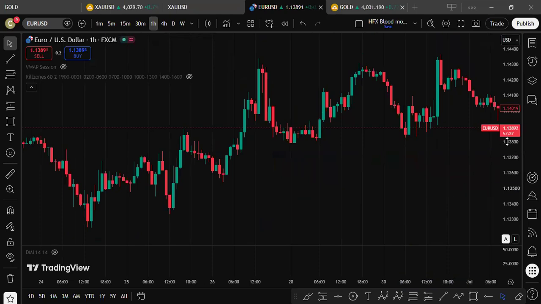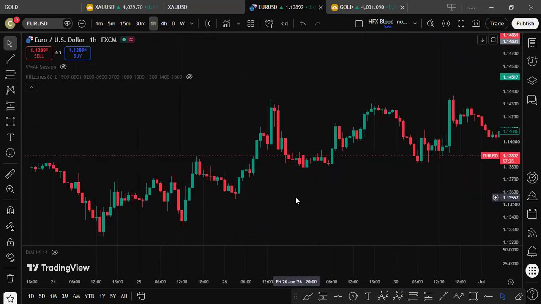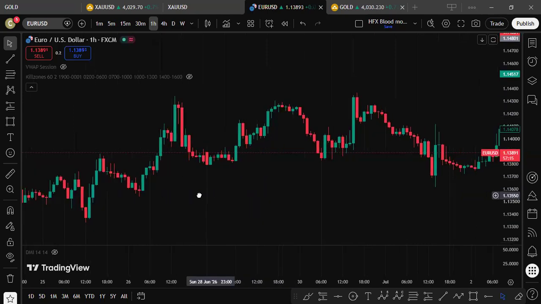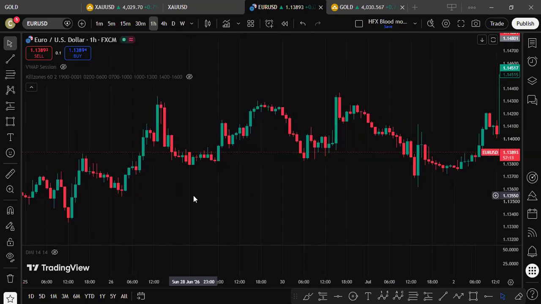Okay, this is another one. But this is not so perfect. It's better that it sweeps the other candle. This is good, but not so perfect. You don't always see it, but once you do, you just bank on it.